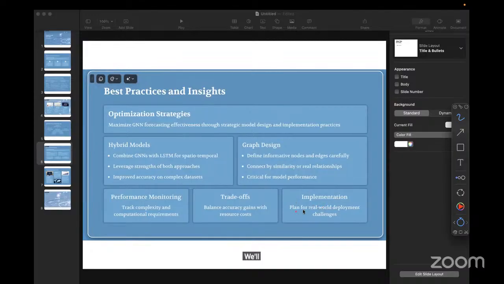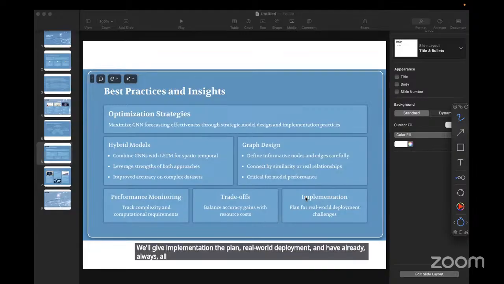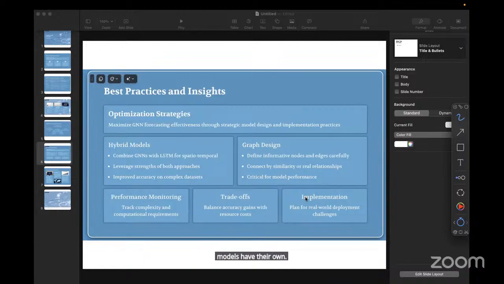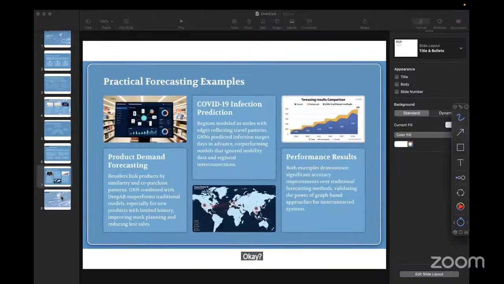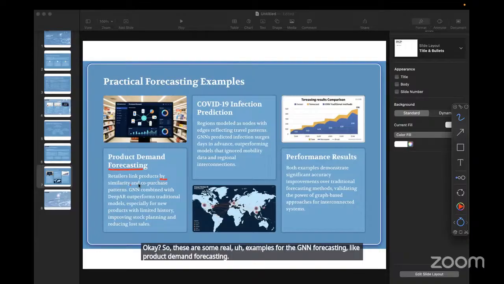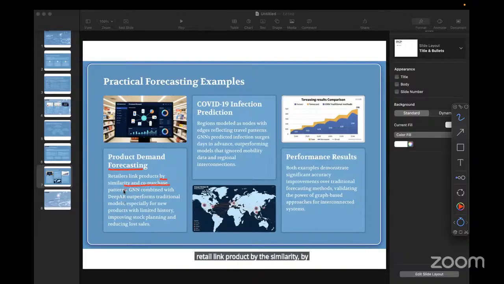Okay, implementation plan and real-world deployment: all models have their own challenges, and all models have their own best side, advantages and disadvantages. So these are some real examples for GNN forecasting, like product demand forecasting, linking products by similarity and co-purchase patterns. GNN combined with DeepAR outperforms the traditional model, especially for new products.